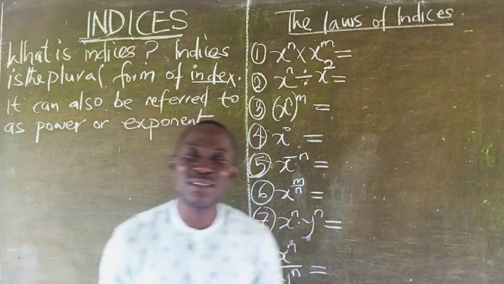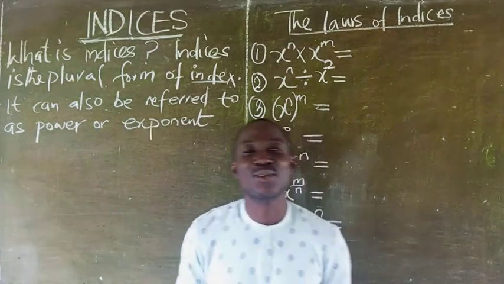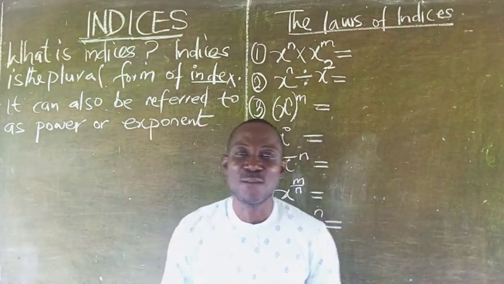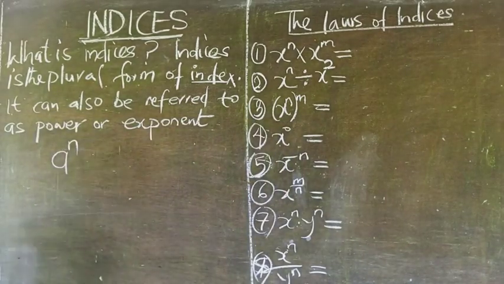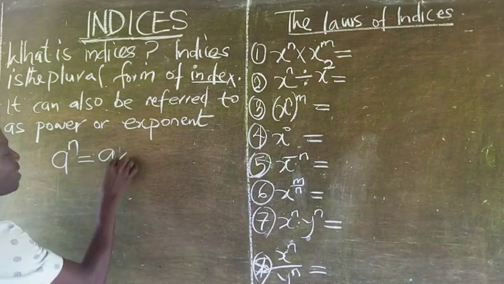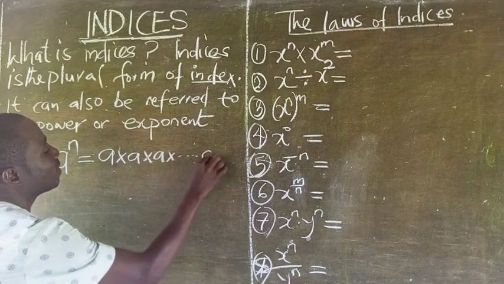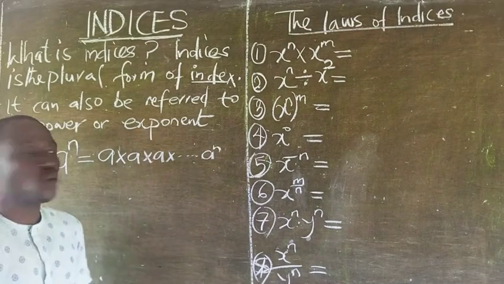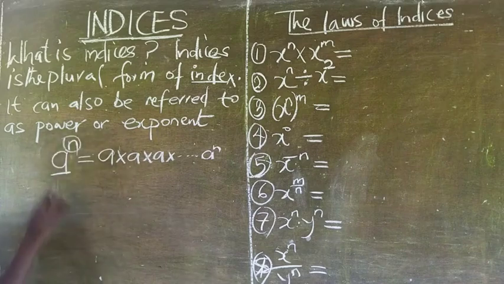So indices is the basic operation of numbers with their powers. That is to say, the study of numbers and powers. For example, when you have the number a raised to power n, what is it saying to us? It's telling us to write a times a times a, n times. So what we have here is a base, which is the a, and the n, which is the power, is telling us the number of times the base should multiply itself.